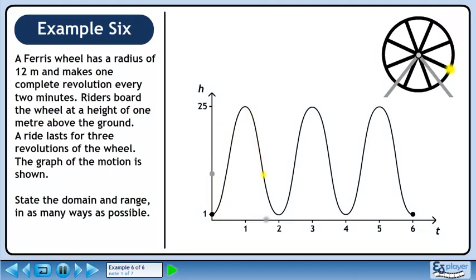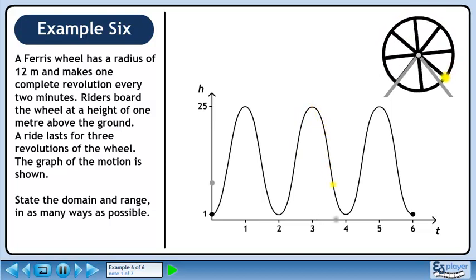A Ferris wheel has a radius of 12 meters and makes one complete revolution every 2 minutes. Riders board the wheel at a height of 1 meter above the ground. A ride lasts for 3 revolutions of the wheel. The graph of the motion is shown.